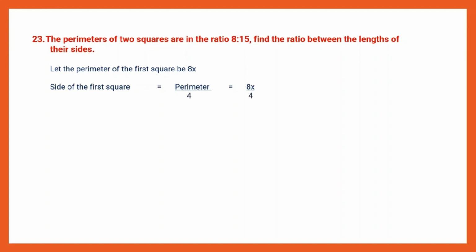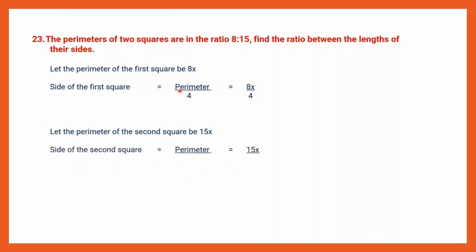That is a formula to find the side of the square, perimeter by 4. And perimeter we said is 8x. So 8x by 4. So we found the side of the first square. Then let's go on. Let the perimeter of the second square be 15x, from this ratio, the second number. So this is the perimeter of the second square, 15x. Now to find the side of the second square, we use the formula perimeter by 4, which is 15x by 4.